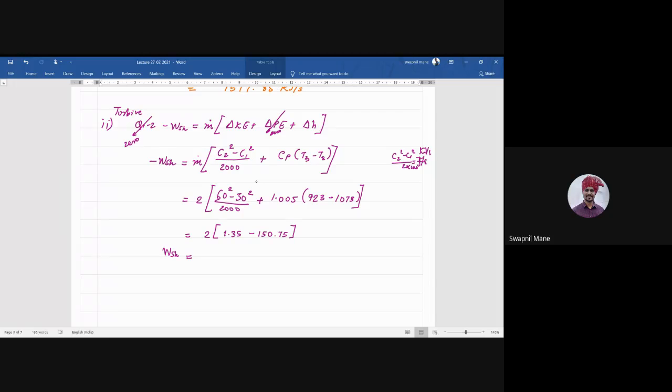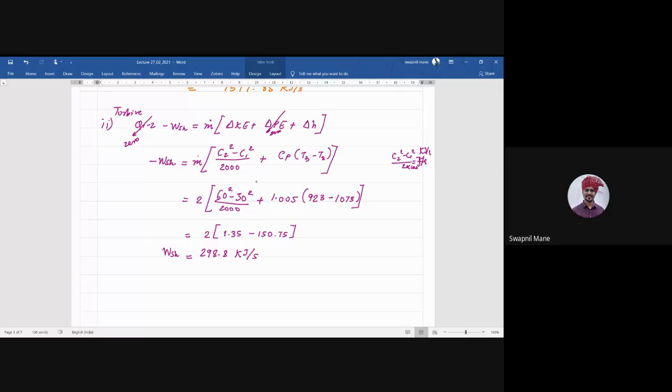So what is W shaft work now? 298.8. Correct. What will be the unit? Kilojoule per second. This is for the turbine. Sir, it will come in minus, no? So minus and minus of shaft work, and this also minus value, so it becomes positive. Yes, sir, got it.